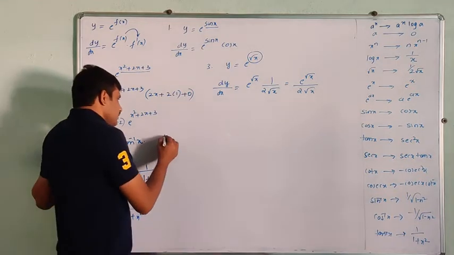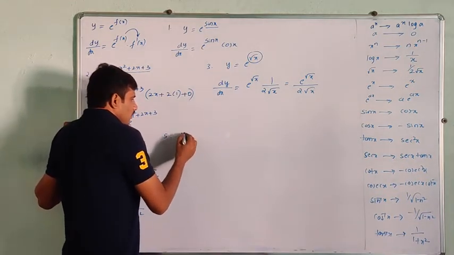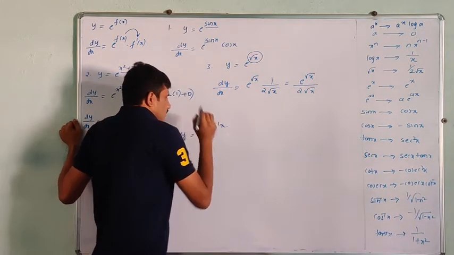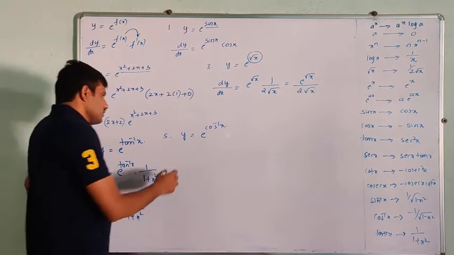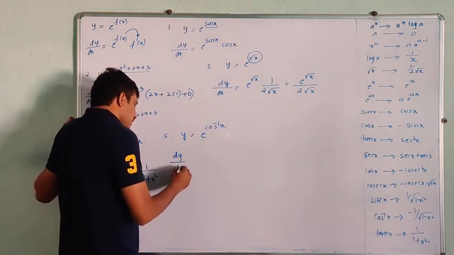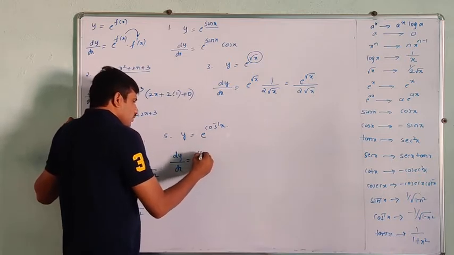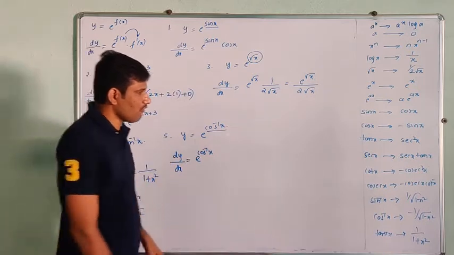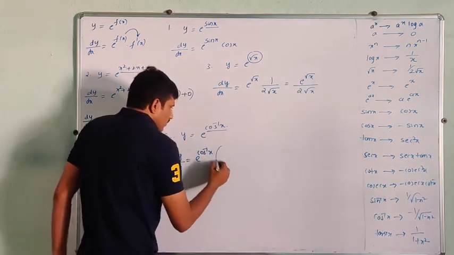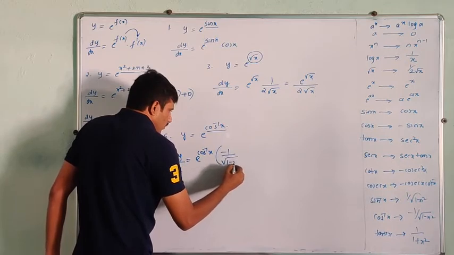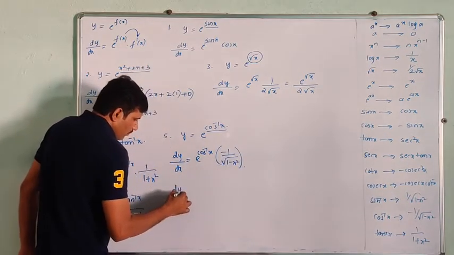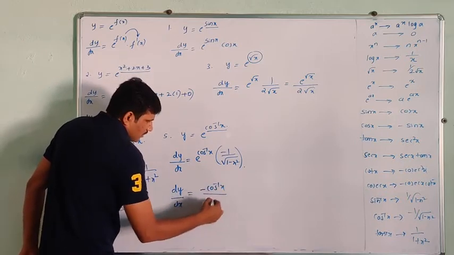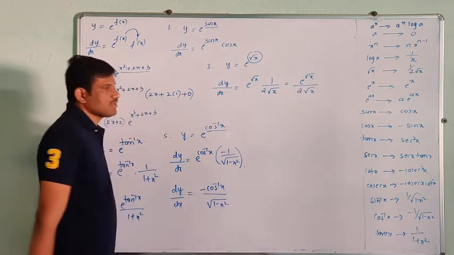Okay. Next, y is equal to e raised to cos inverse x. What is its derivative, dy by dx? The derivative of e raised to f of x is e raised to f of x, that is e raised to cos inverse x, into f dash of x. What is the derivative of cos inverse x? Minus 1 by root of 1 minus x square. So therefore dy by dx is equal to minus e raised to cos inverse x divided by root of 1 minus x square.